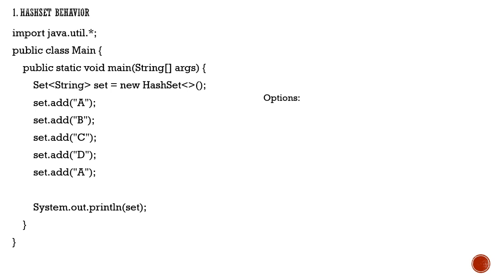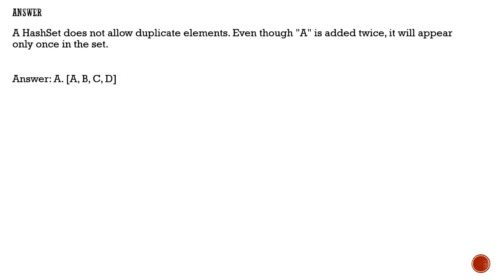So the interviewer or the coding platform will give you options. Let's say the first option is ABCD, the second is ABCAD, and the third is BCD. Can you guess which one would be the output? Here, the answer would be 1, that is ABCD. Why? Because, as I already discussed, it's an implementation of a Set, and a Set does not allow duplicate elements. Even though A is added twice, it will only appear once in the set. That's the internal behavior of a Set.